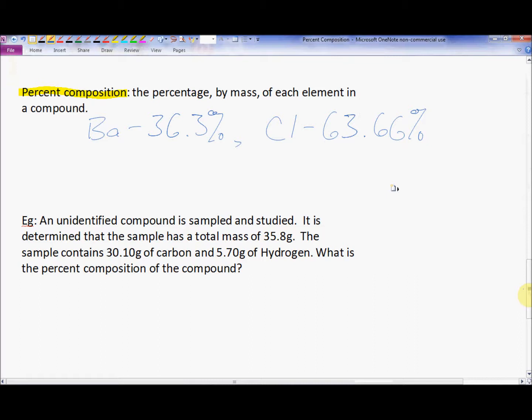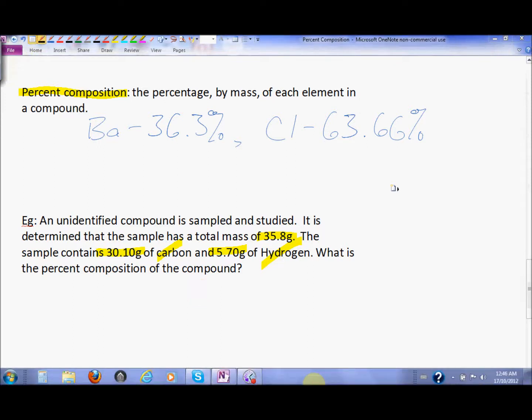We've got an unidentified compound which is sampled and studied. It's determined that the sample has a total mass of 35.8 grams. The sample contains 30.1 grams of carbon and 5.70 grams of hydrogen. So what is the percent composition of the compound? In other words, summarize the mass percent of the compound for all the different elements that are in that compound.